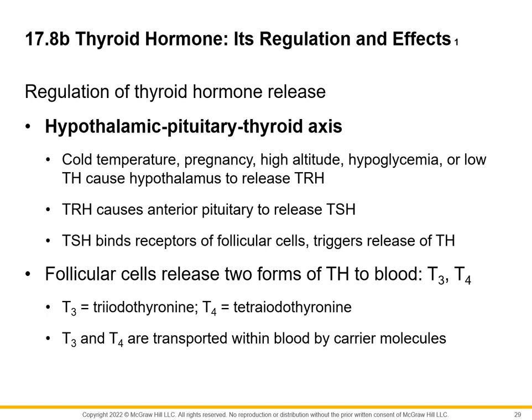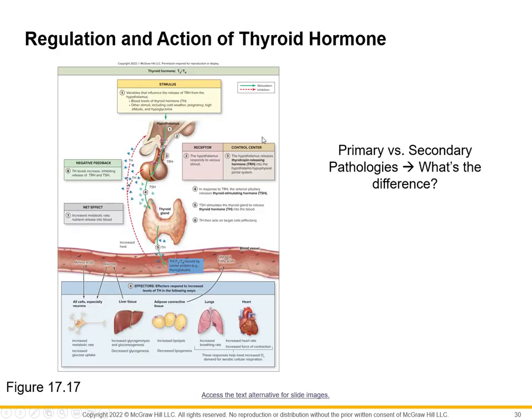So this basic axis here, the hypothalamic pituitary thyroid axis: TRH from the hypothalamus stimulates TSH from the anterior pituitary, which stimulates TH, or thyroid hormone, from the thyroid. So TRH, TSH, TH, thyroid hormone. Here is that pathway in a pictorial form.